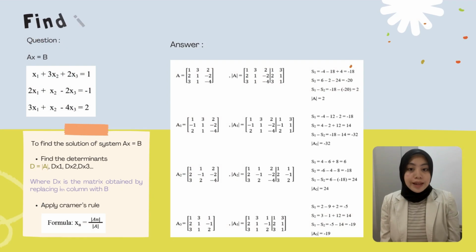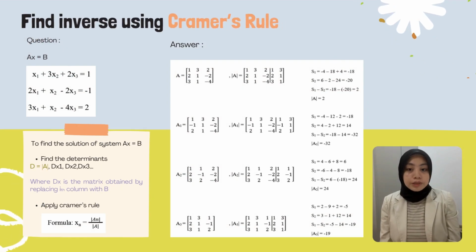On the other hand, we have to find the solution using Cramer's rule. Given the SLE in the form of AX equals B, first of all, we need to change it into an augmented matrix. And then, we have to find the determinants, where D could be D1, D2 or D3. Di is the matrix obtained by replacing the ith column with B.